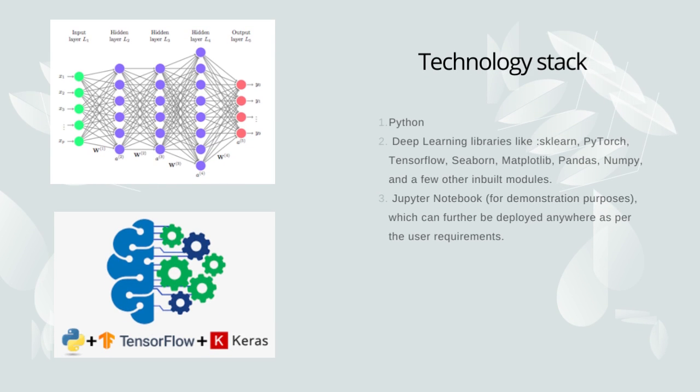We will now describe briefly what technologies we will be using in our project. First of all, we will be using Python as our main programming language, as it provides us with many deep learning libraries like scikit-learn, TensorFlow, PyTorch, OpenCV, etc. We are planning to use the pandas and NumPy modules for pre-processing our dataset. Modules like Matplotlib, Altair, and Seaborn will be used for data visualization. Lastly, we will be deploying the deep learning algorithm on a Jupyter notebook, as it further can be deployed anywhere as per the user requirements.